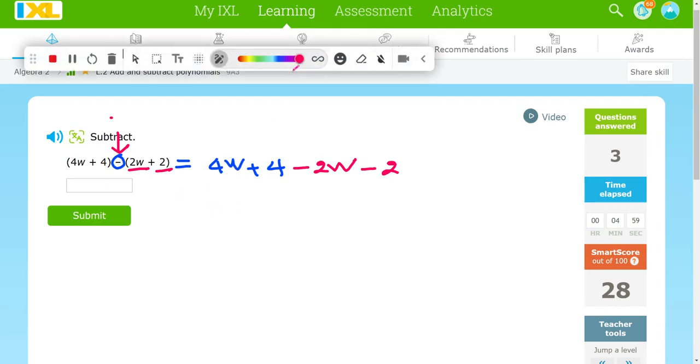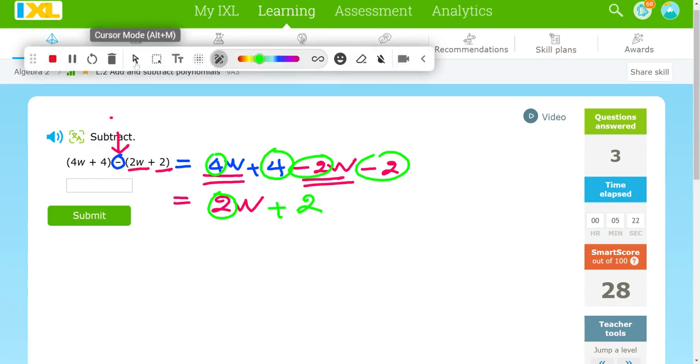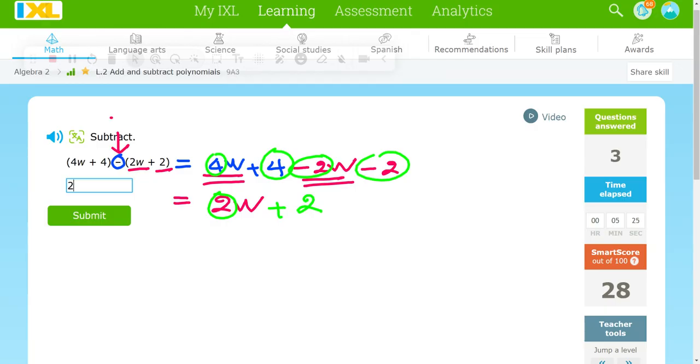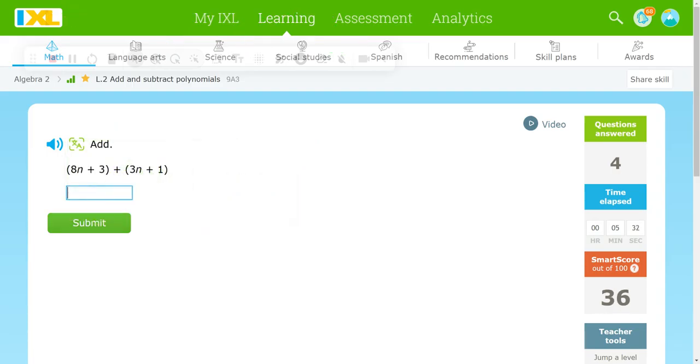Now combine like terms. You have 4w and negative 2w, which become 2w. It's just like you take the number 4 and subtract 2, it becomes 2, and then you put the w down. 4 subtract 2 becomes 2. Okay, done. Voila, I put in 2w and then plus 2. All right, submit. Here we go. We can move on to the next level.